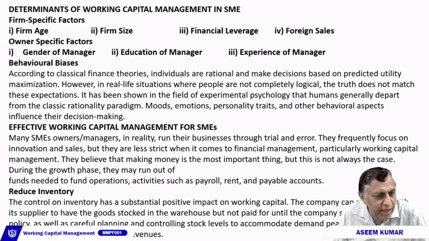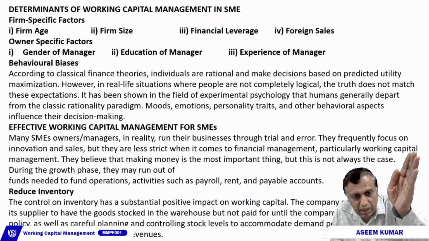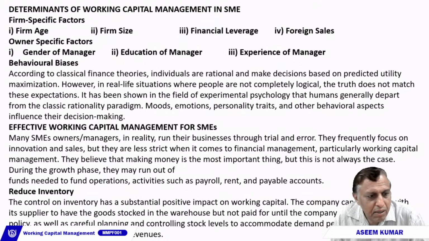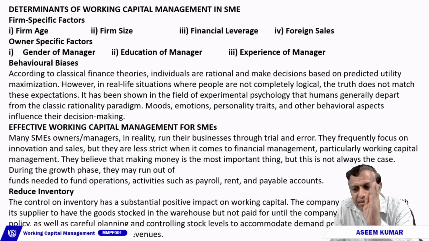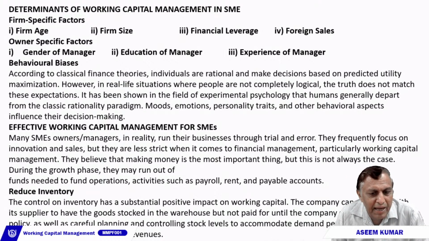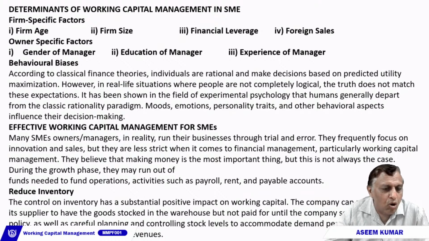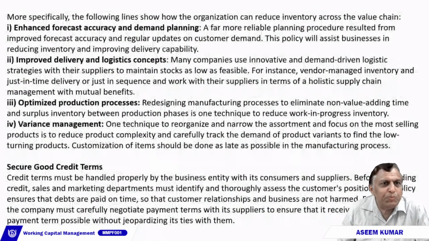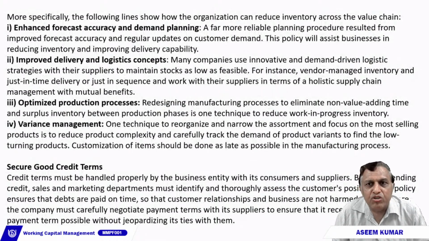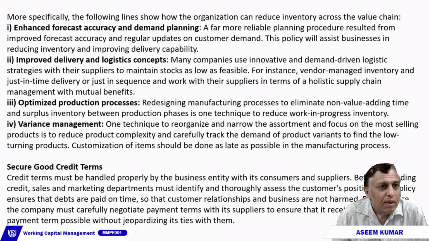So, reduce inventory. The control of inventory has a substantial positive impact on working capital. The company can negotiate with its supplier to have goods stocked in the warehouse but not paid for until the company sells them. This policy, as well as careful planning and controlling stock levels to accommodate demand peaks and troughs, decreases cost while increasing revenue. More specifically, the following lines show how an organization can reduce inventory across the value chain: enhance forecast accuracy and demand planning, improve delivery and logistics concepts, optimize production processes, and variance management.